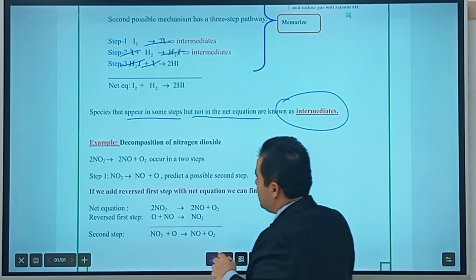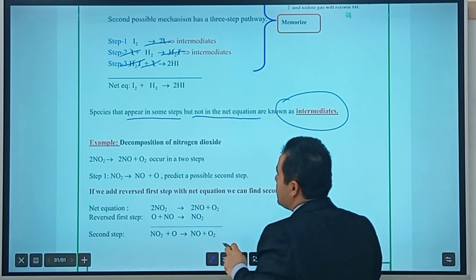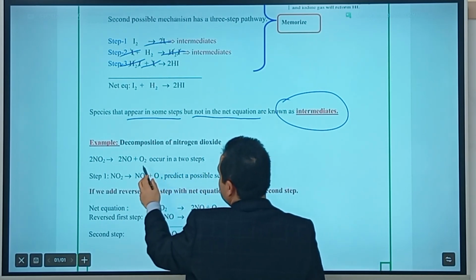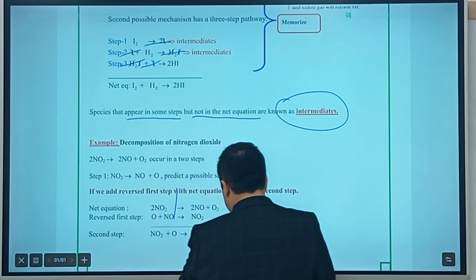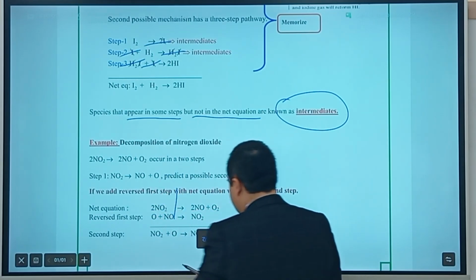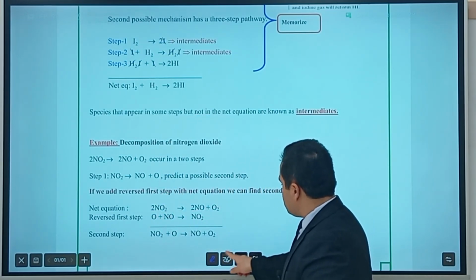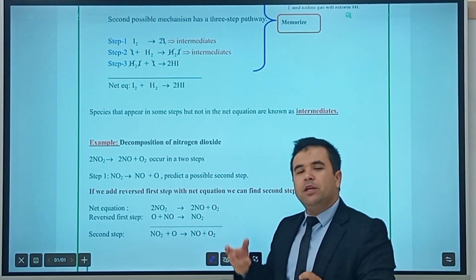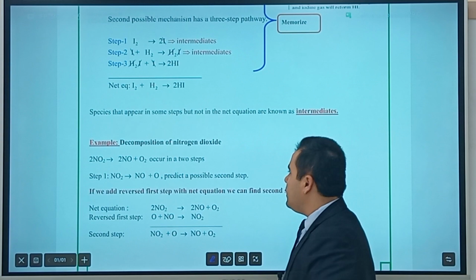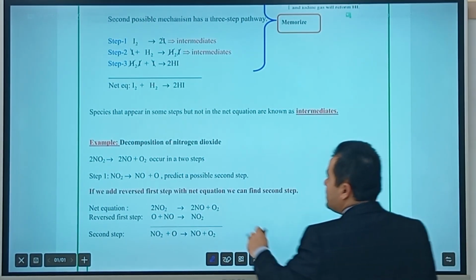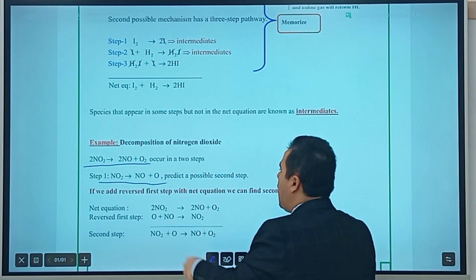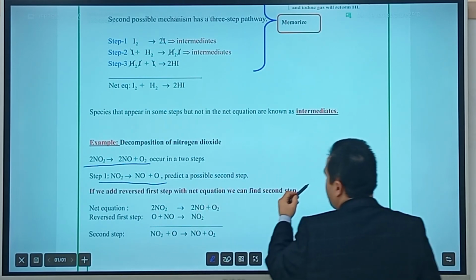So guys, here in this process, the decomposition of nitrogen dioxide exists in two steps. We will be able to calculate the missing steps. I will show you how to calculate the missing step when one of the steps and the main equation is given. The mechanism is in two steps, one of the steps is given, how to predict the possible second step.